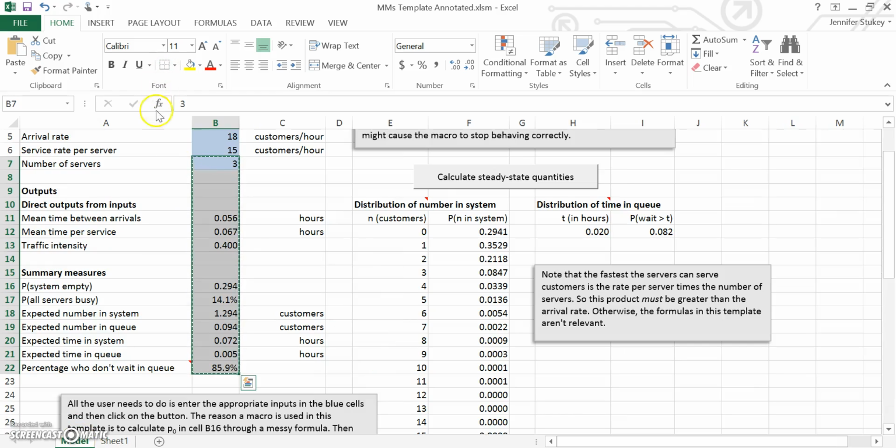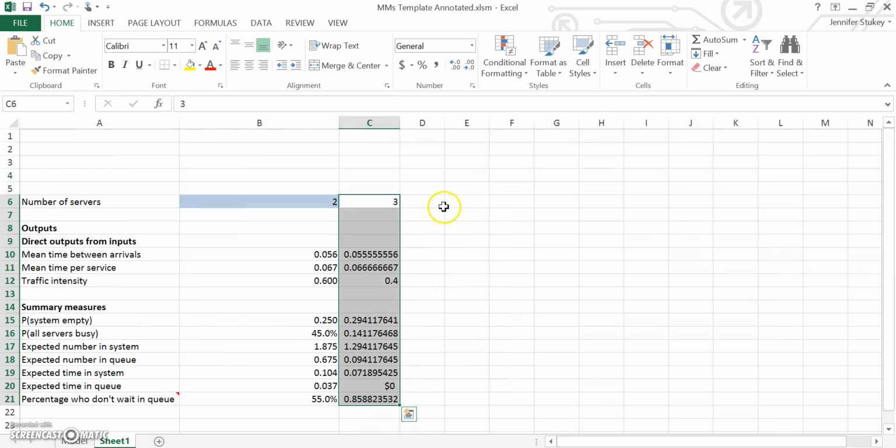We're going to go to 4. We probably don't need to. We already have almost 86% of people not waiting in line, but we're going to do it anyway, just to make sure. So we calculate our steady state quantities. Now we'll pull these numbers over to our next sheet.